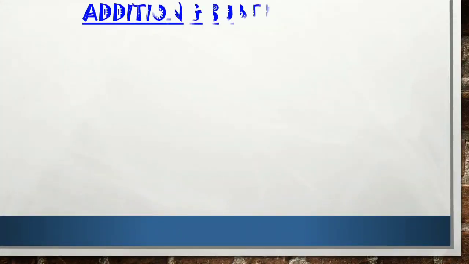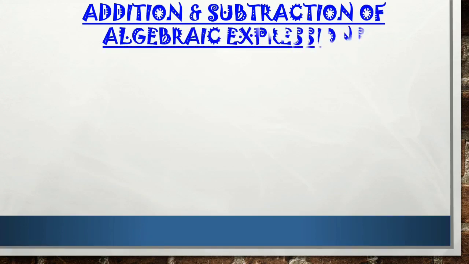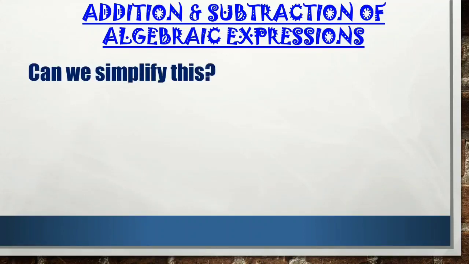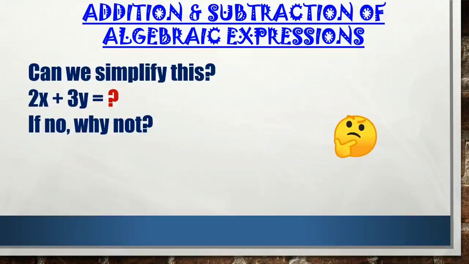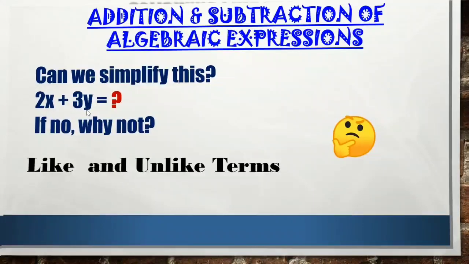Now let's learn the addition and subtraction of algebraic expressions. Which points do we need to keep in mind while adding or subtracting algebraic expressions? Before that, can we simplify 2x plus 3y? If no, why not? Do you have any answer? Yes, the answer is like and unlike terms. We need to know the concept of like and unlike terms. Then only can we answer whether these two terms can be simplified further or not. So let's see.